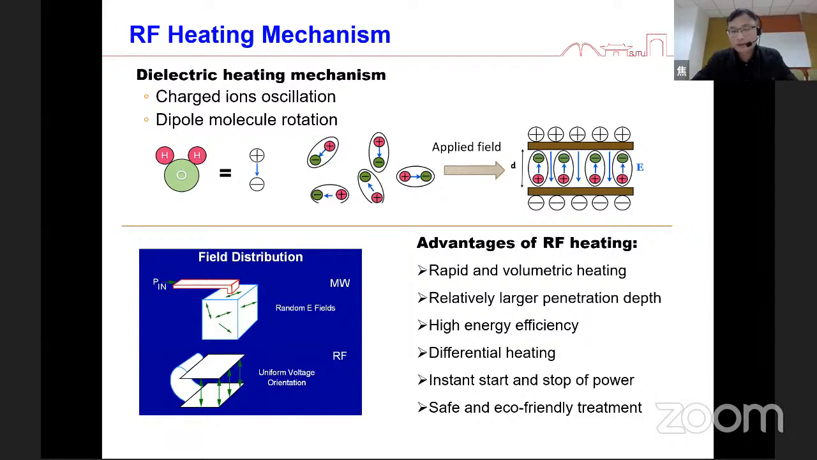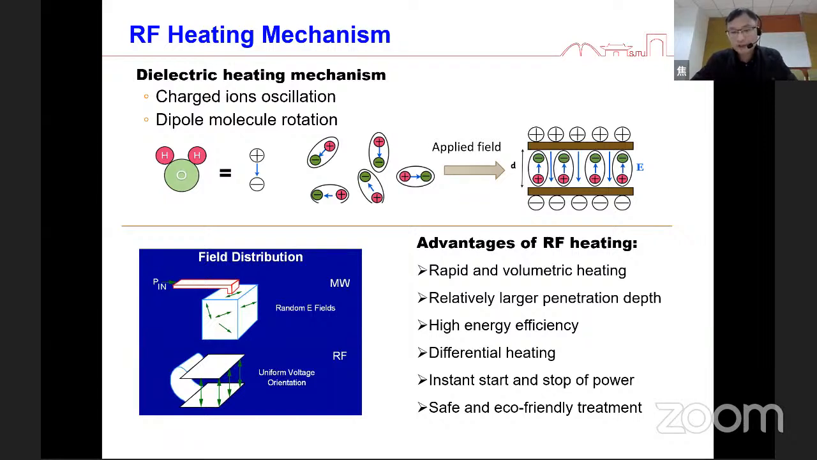The first one is, like I mentioned, rapid and volumetric heating. The second one is that RF heating has relatively larger penetration depth compared with microwave heating. RF heating also has very high energy efficiency. For RF heating, energy efficiency is around 70%, for the microwave it's around 50%, but for the conventional heating method, it's only around 20%. RF heating also has differential heating, which I will talk about later when we talk about the applications of RF heating.